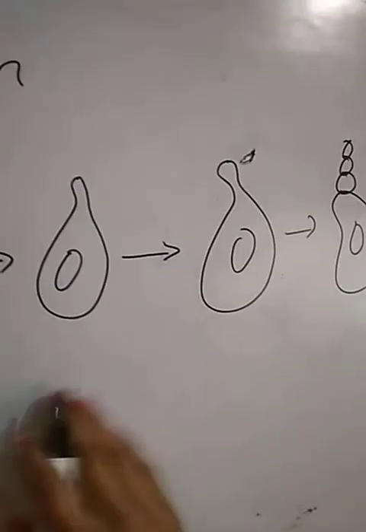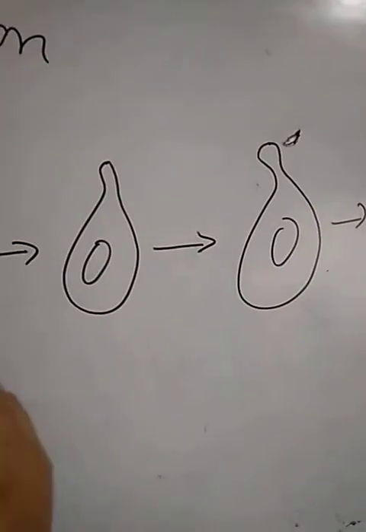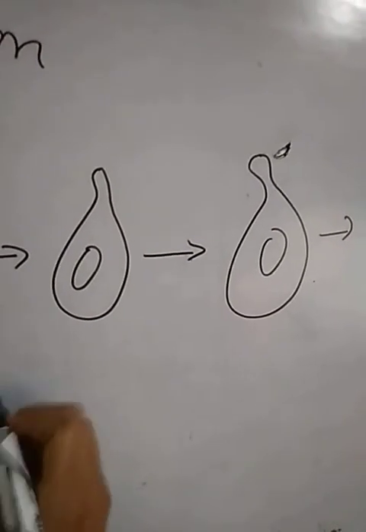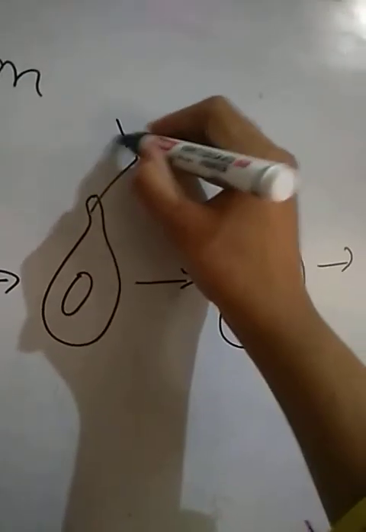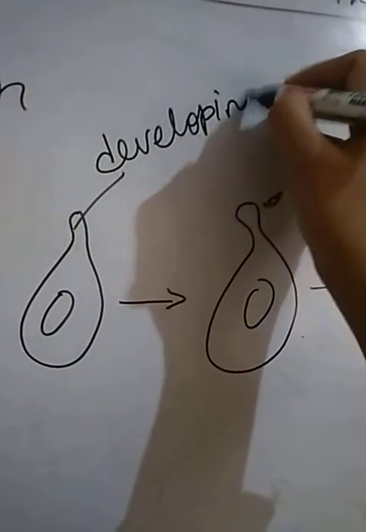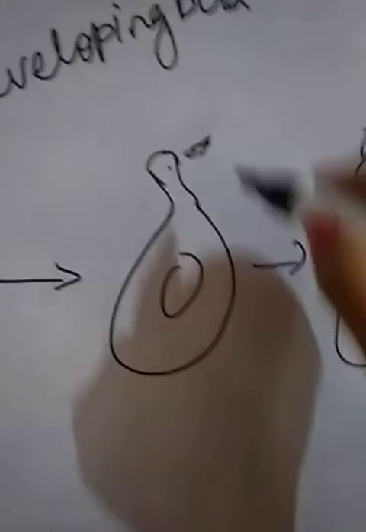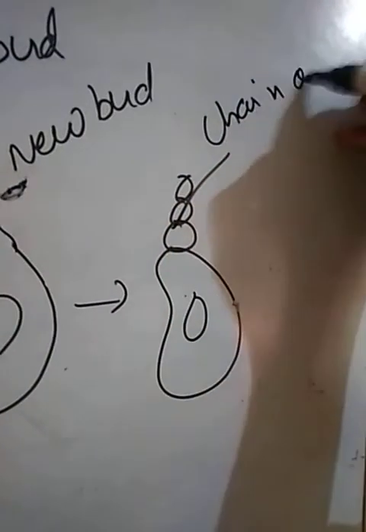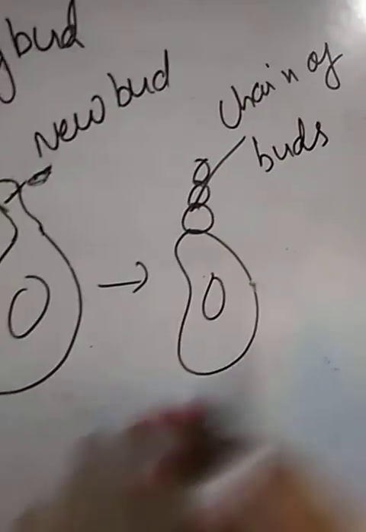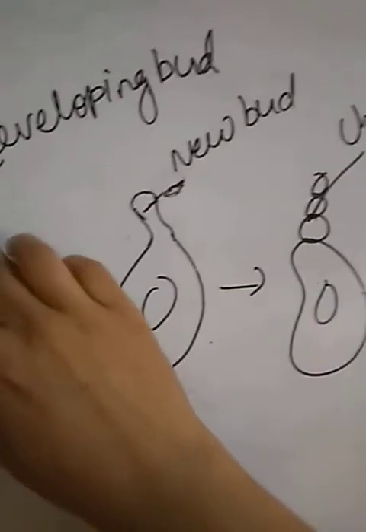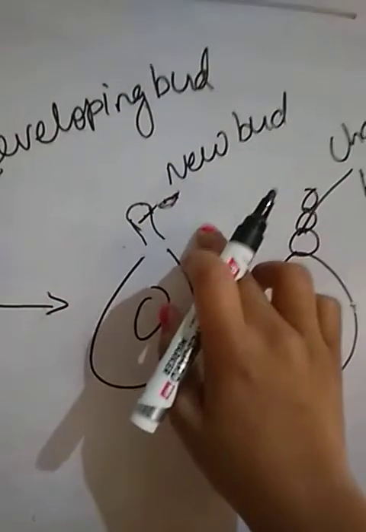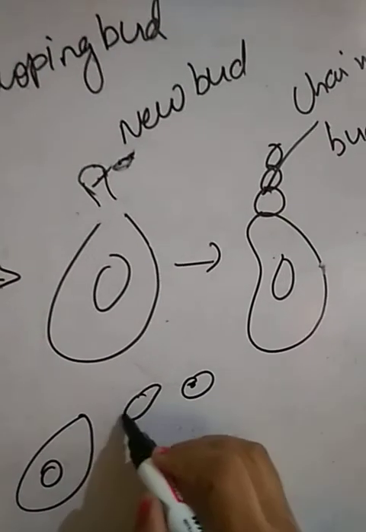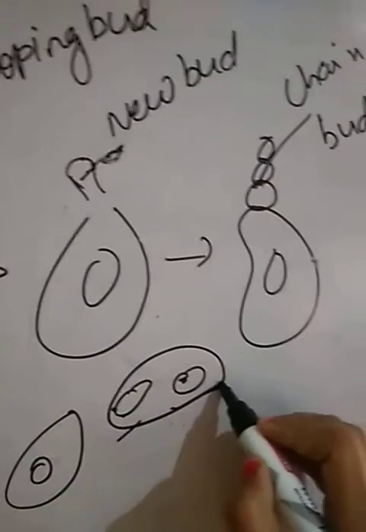The process of budding occurs in yeast. Children, this is the parent yeast. And this is the bud-like structure. You can say that it is the developing bud. This is the new bud. And this is the chain of buds. Children, when these buds become mature, they detach from the parent, and give rise to other cells or organisms.